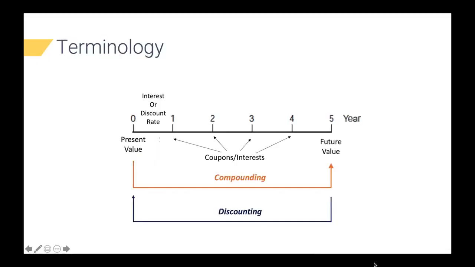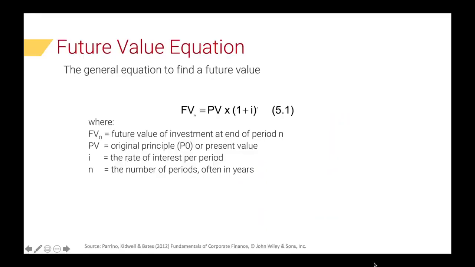Compounding is when we start at the present value at year 0 and go forward to find the future value. On the other hand, discounting is when we start at the future value and work backwards to determine a present value. The general equation to find future value is future value equals present value times 1 plus the interest rate to the power of the number of periods, which is often in years.